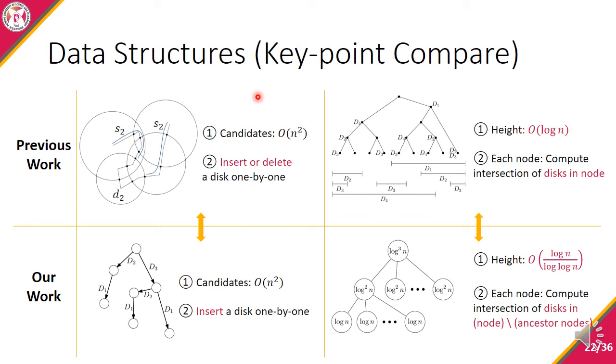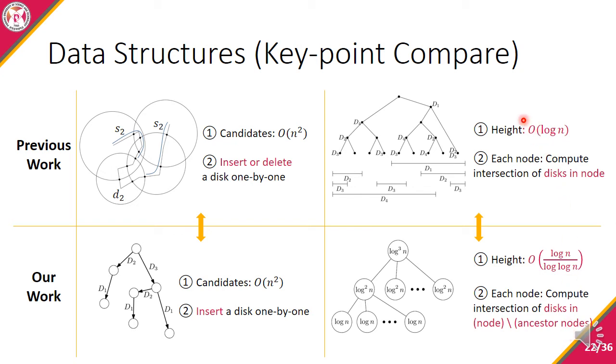This slide is to compare previous work and our work. Previous work inserts or deletes a disk one by one, but in our work, we only insert a disk one by one. So, we can compute the intersection of disks in a node but not in some ancestor nodes, because ancestor nodes already store the intersection of those disks.